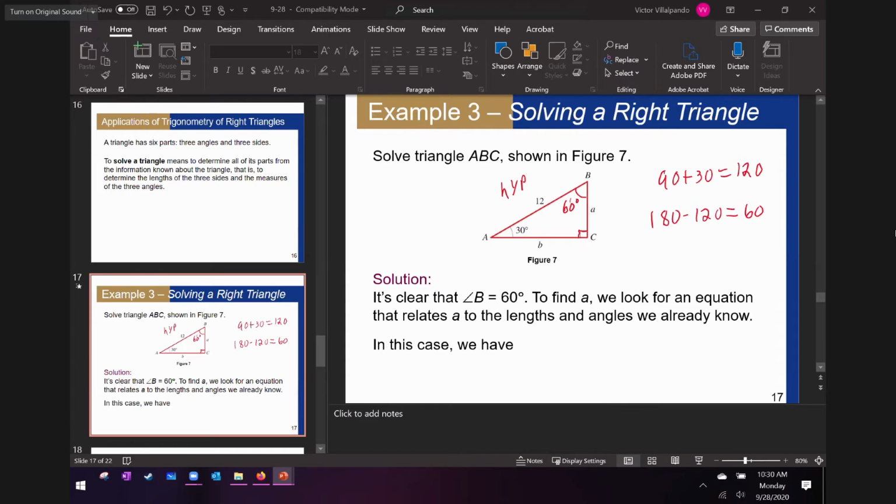Think about SOHCAHTOA. Think about SOHCAHTOA. All right. So the reason why I'm talking about this is because it can help us find what they're looking for, which is side A. Think about SOHCAHTOA, and I want you to think about the ones that have the hypotenuse, the 8s. So let me fix this one.